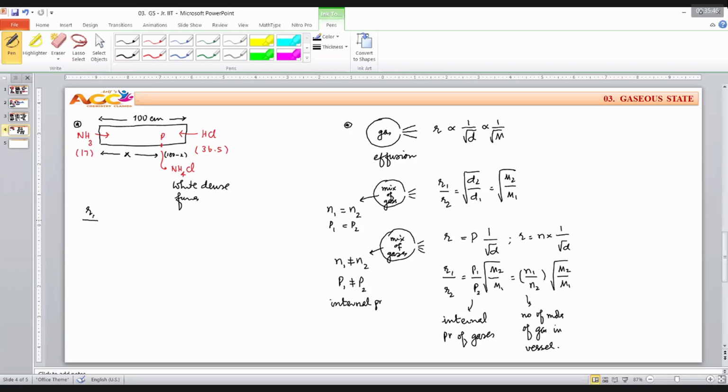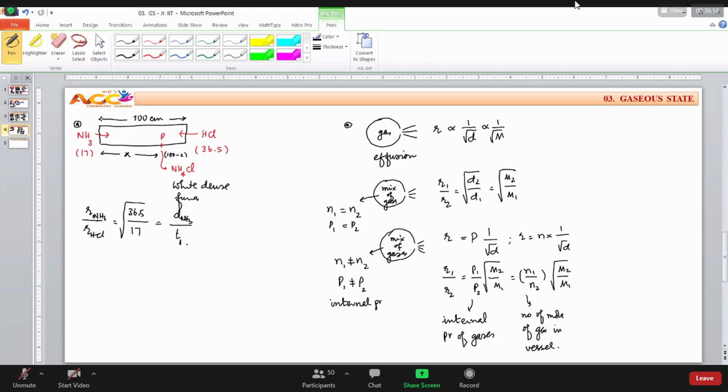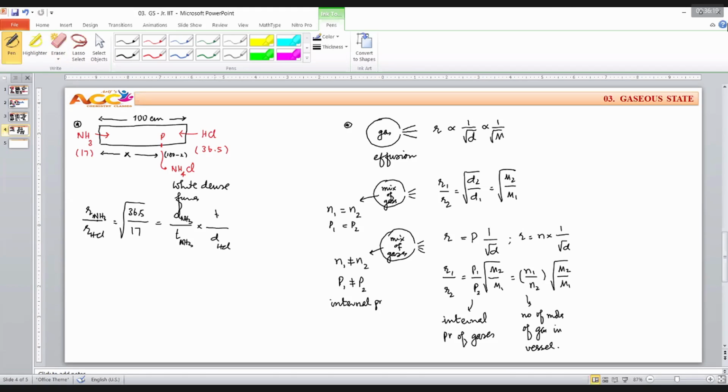R of ammonia by R of HCl is equal to under root 36.5 by 17, is equal to, without root, distance covered by ammonia, distance covered. What is this? Distance covered by ammonia, time taken by ammonia, distance covered by HCl, time taken for HCl. Right, this is root of 36.5 by 17.